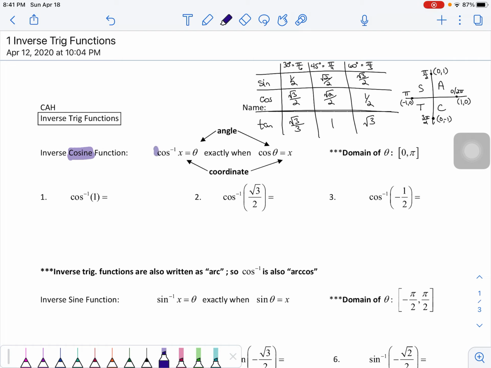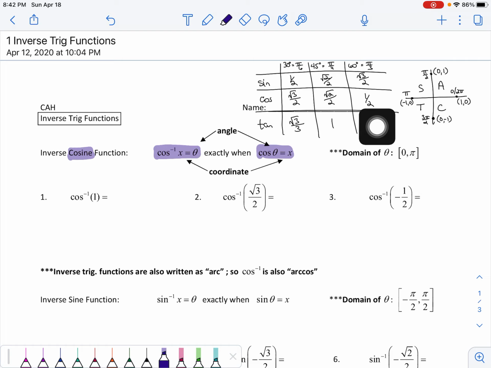Now, what does it mean? The inverse cosine of x is equal to theta. Well, that doesn't really necessarily help me. Basically, what's happening here is if you think about cosine of theta equals x, and we've been doing that stuff for a while. If I gave you cosine of pi over 3, well, that's 1/2. So you're kind of used to that process.